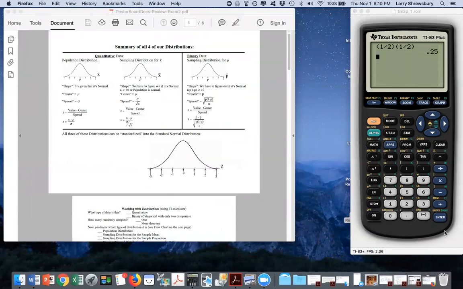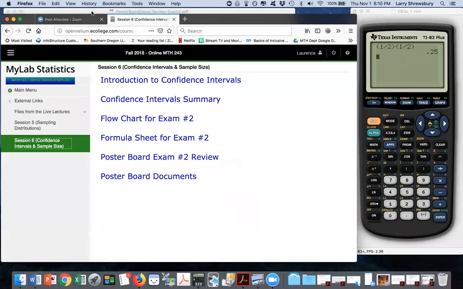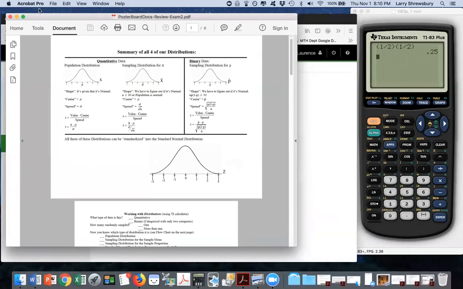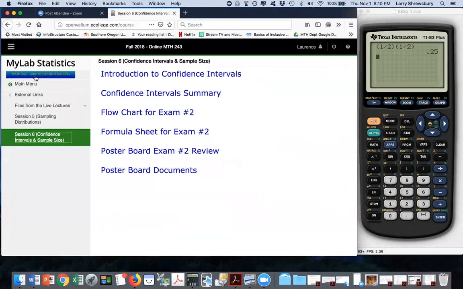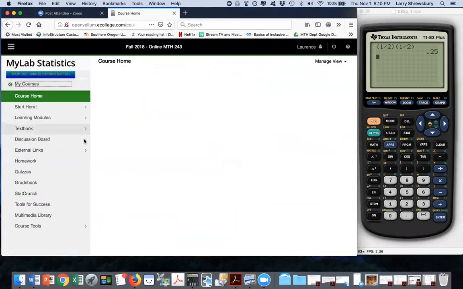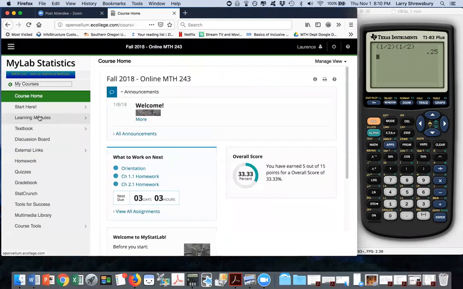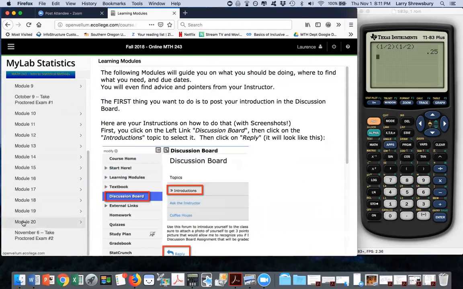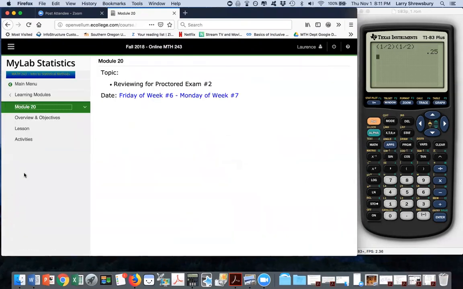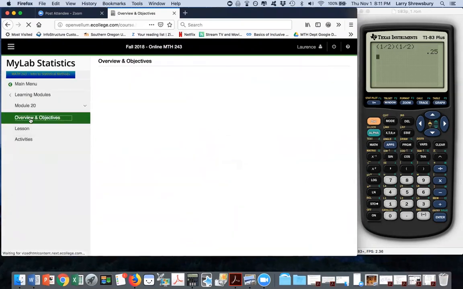Oh, and I better mention something else very important. Ideally, you're already well aware of this, and you'll tell me, Larry, I know that already. At least I hope you'd say that. Is that, let's go to the learning modules. And the learning module, before an exam, you know it's going to have practice exams for you.